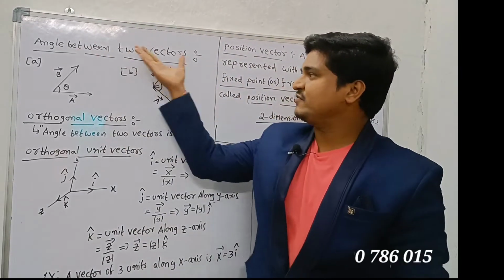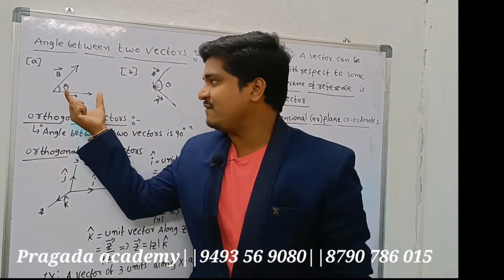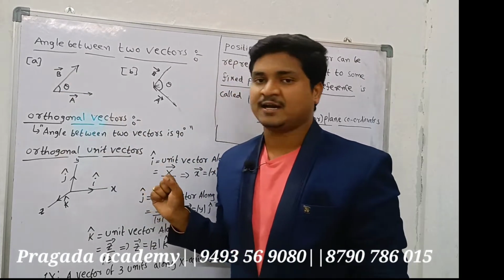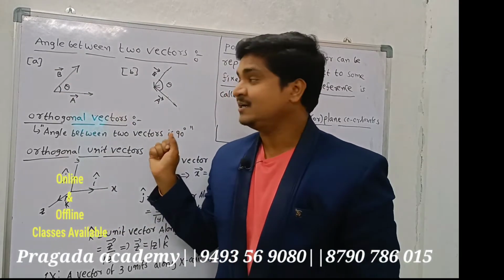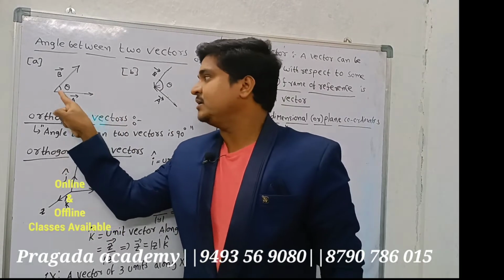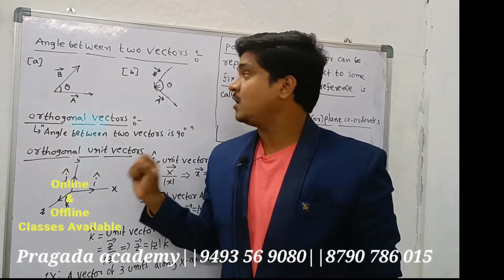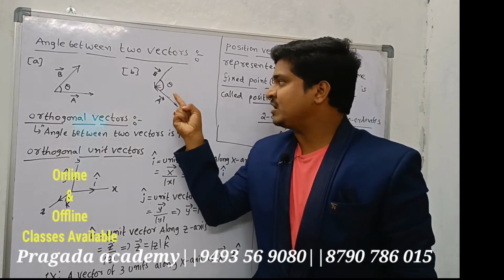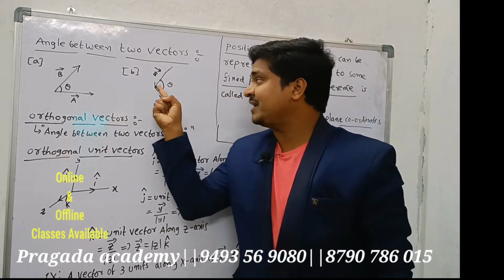Here is the angle between two vectors. Suppose I consider the two vectors a bar and b bar. They are making an angle theta. If you observe, theta is in between the tail parts of the two vectors. Or if you observe this one, here also I took the angle between the two vectors for the head part.